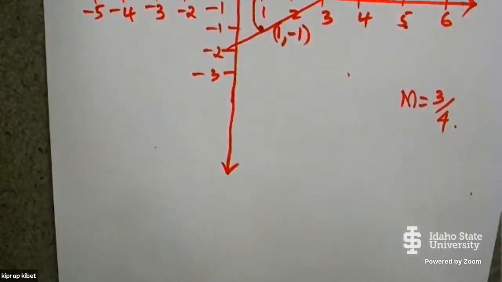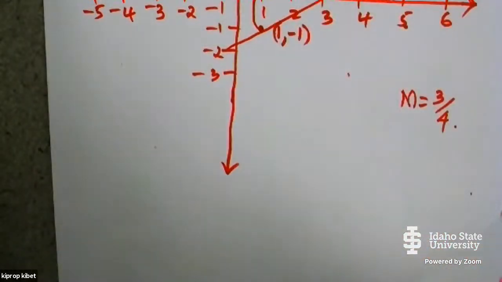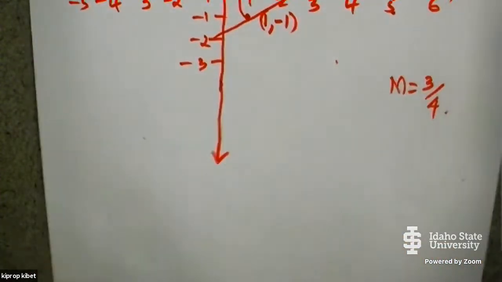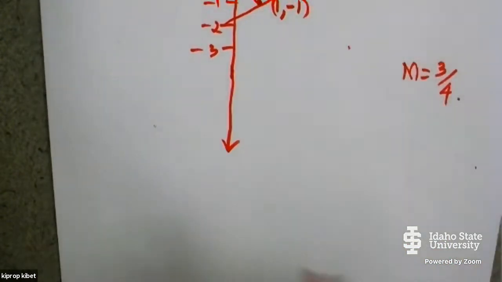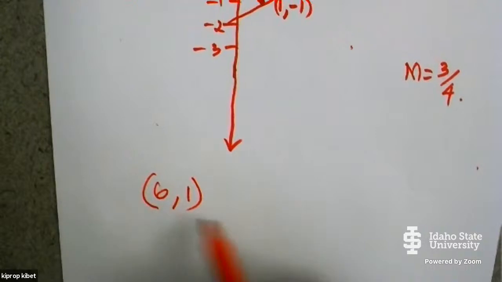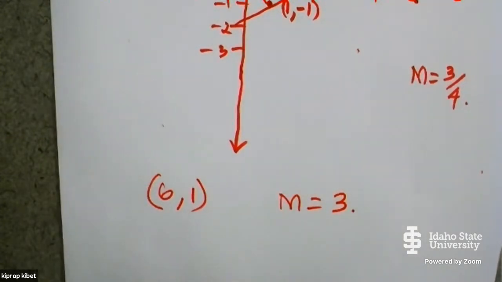Okay, so another example. So that is example number 1. Example number 2. Now, if you're given the point 6, 1, okay? And then the slope is m equals 3.